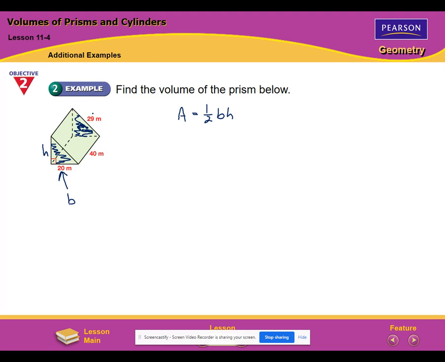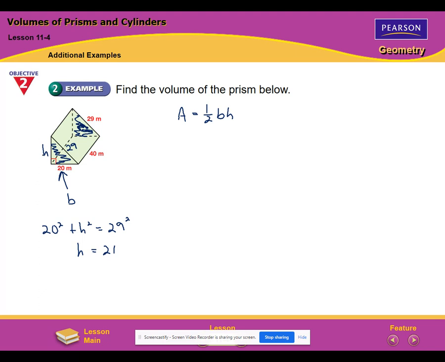Would everyone agree that this 29 would also apply here? This length is 29. Isn't this a Pythagorean theorem problem? So we could go 20 squared plus h squared equals 29 squared. And if you did the Pythagorean theorem on that, and solved for h, you would find out that it is 21. Okay, so h is 21.